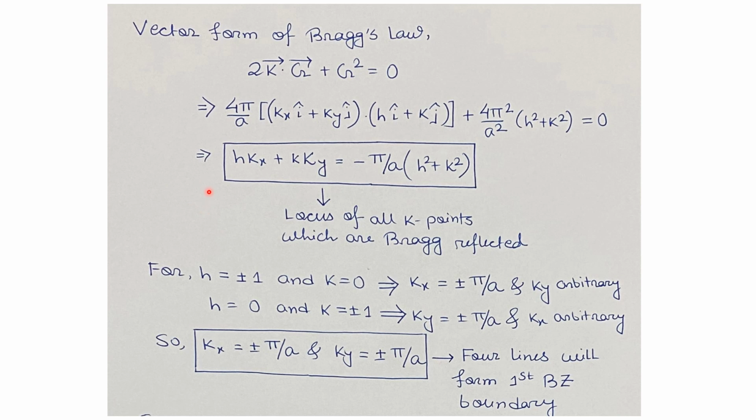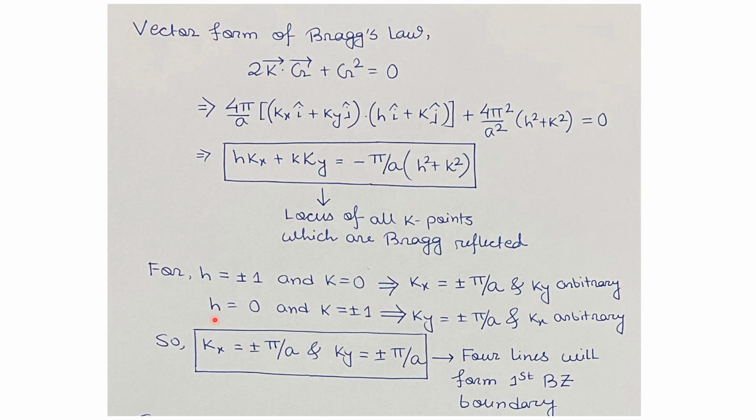So what does this equation tell us? This equation is basically telling us about the locus of the k points which are Bragg reflected. Now h and k are integers. So first we'll put h equals plus minus 1 and k equals 0. This will lead to kx equals plus minus pi by a, and ky can be any arbitrary value.